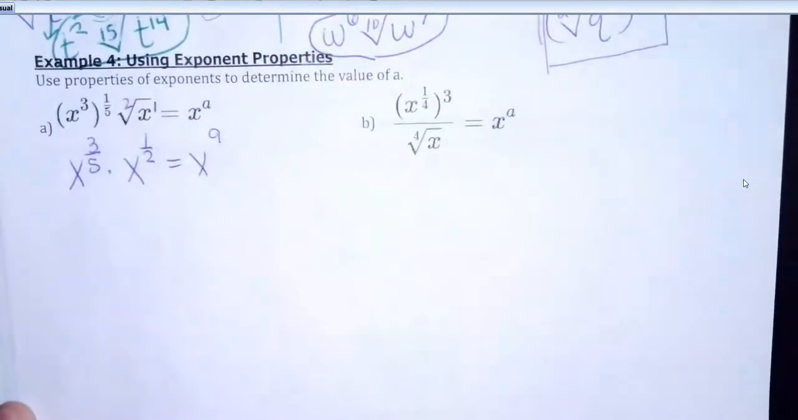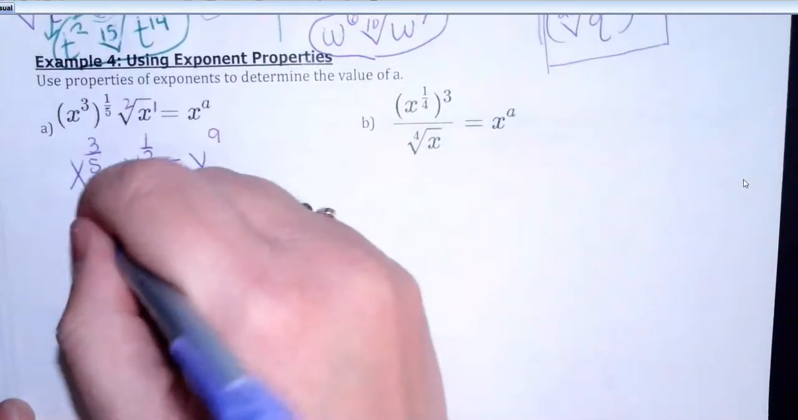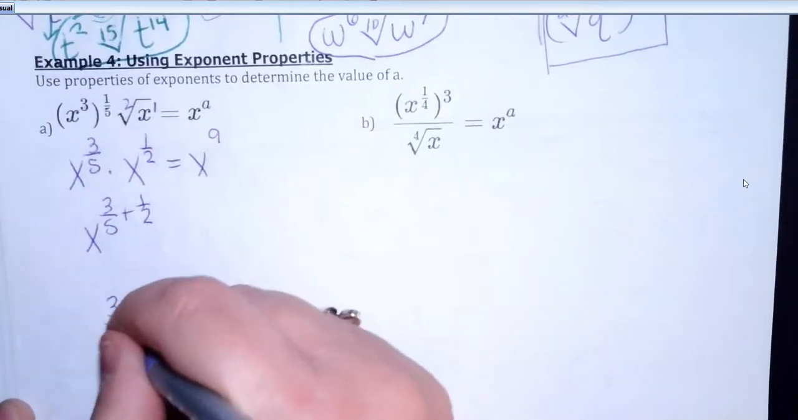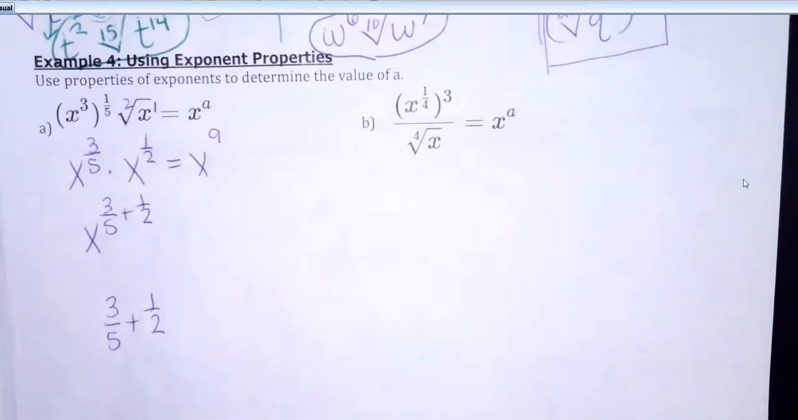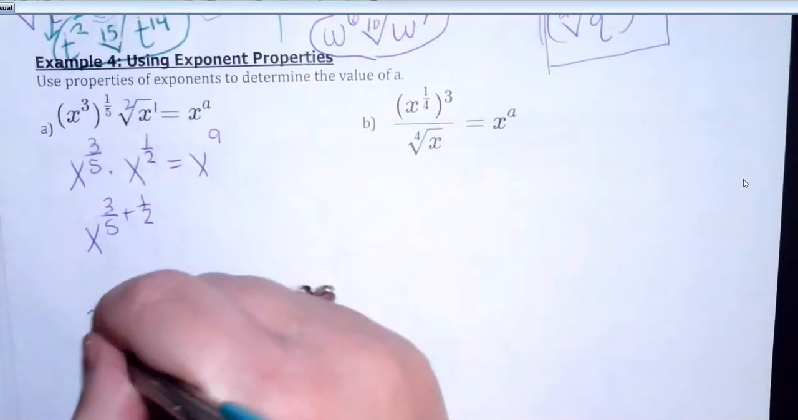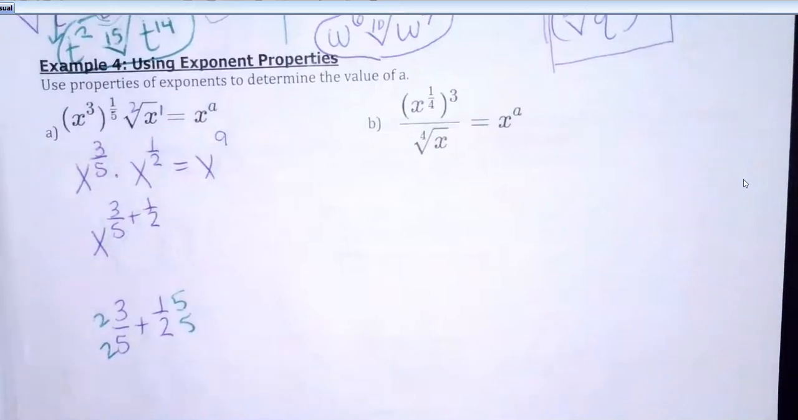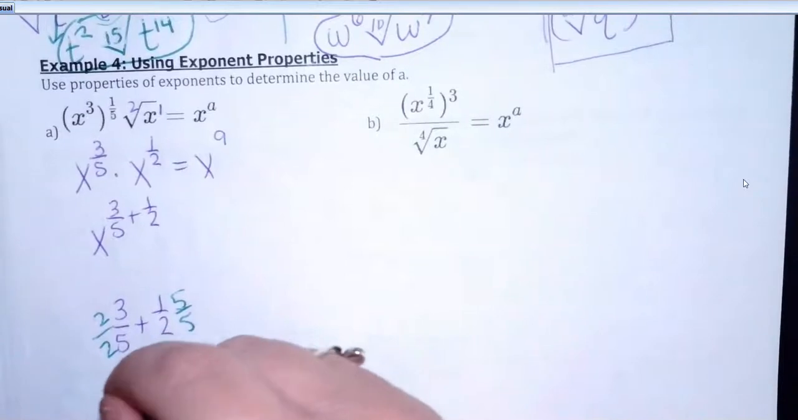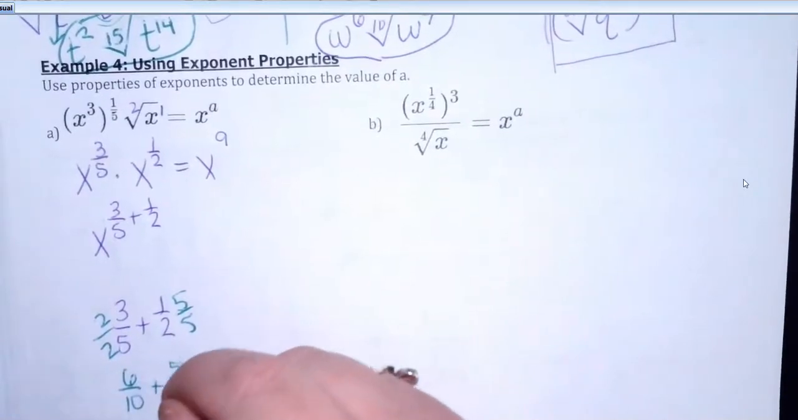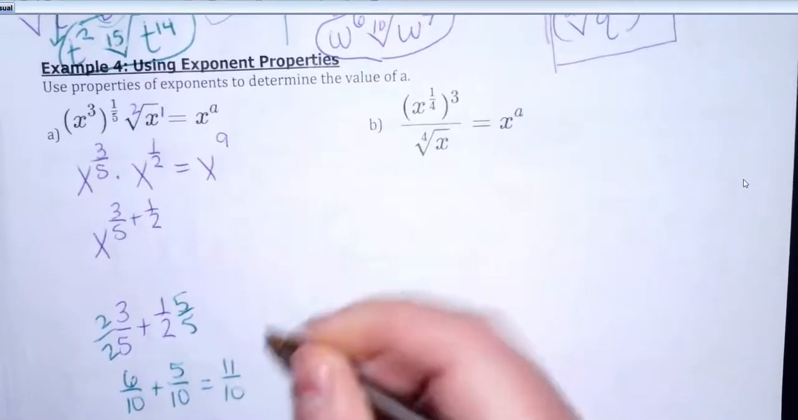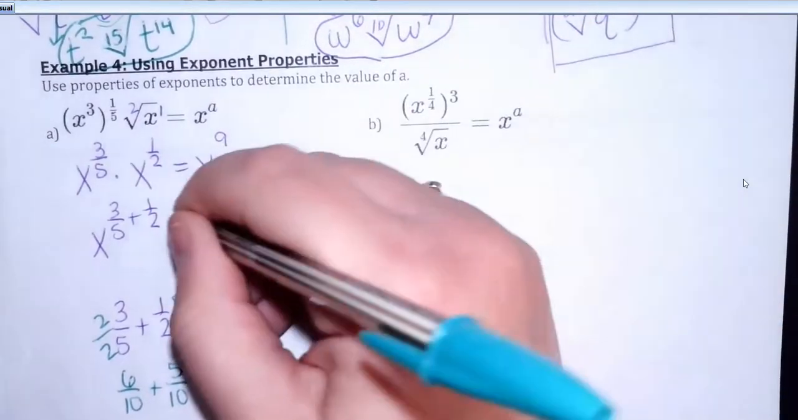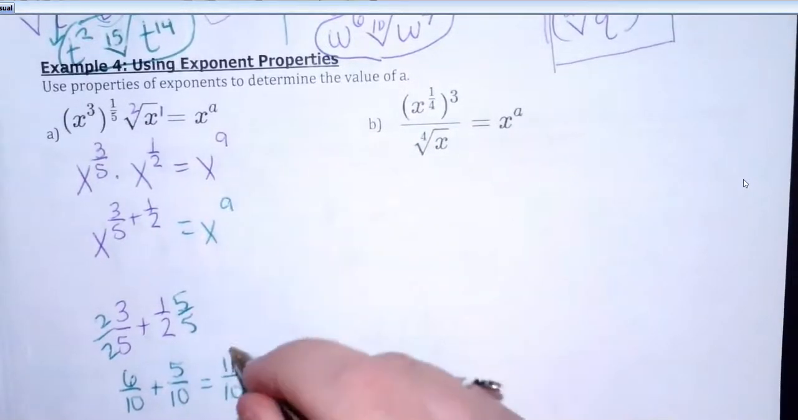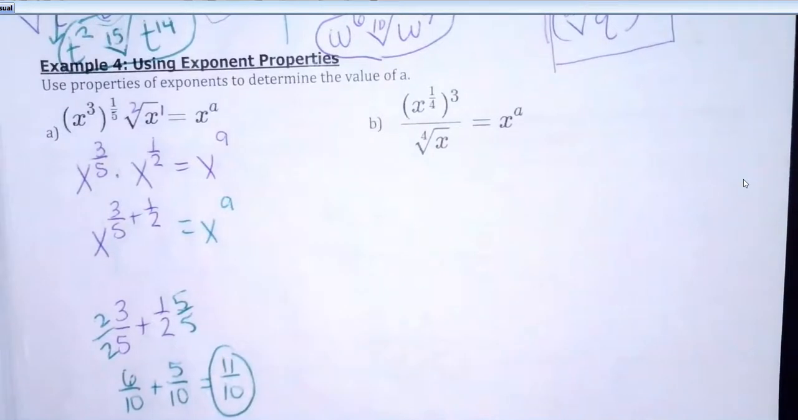We're supposed to define what a is there. So multiply like bases, we're just going to add our exponents. And again, to do this, I do need a common denominator. And I'm going to get 10 to be the common denominator for this question. Top and bottom of 3/5 by 2, top and bottom of 1/2 by 5. You're going to get 6/10 plus 5/10, so 11/10. And this question is saying this equals x to the a, so I just need to say what the exponent is to answer the question. That's going to be that 11/10.